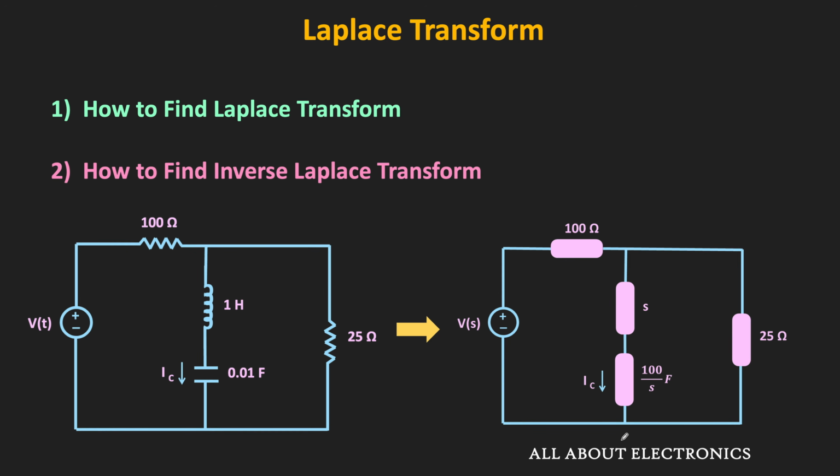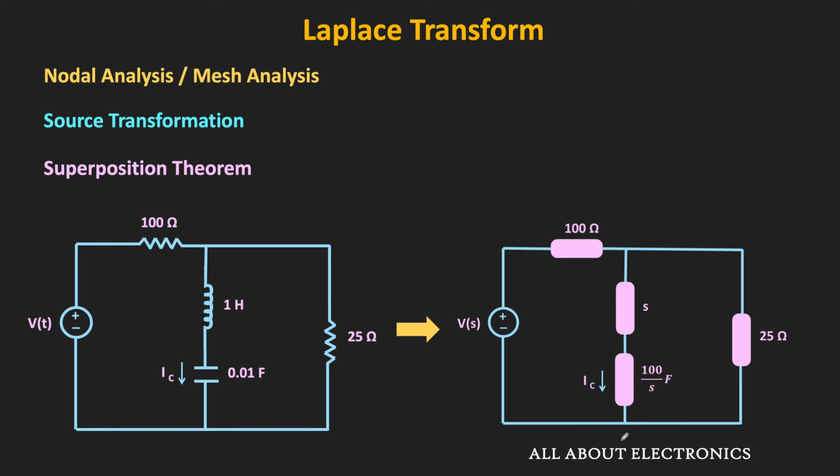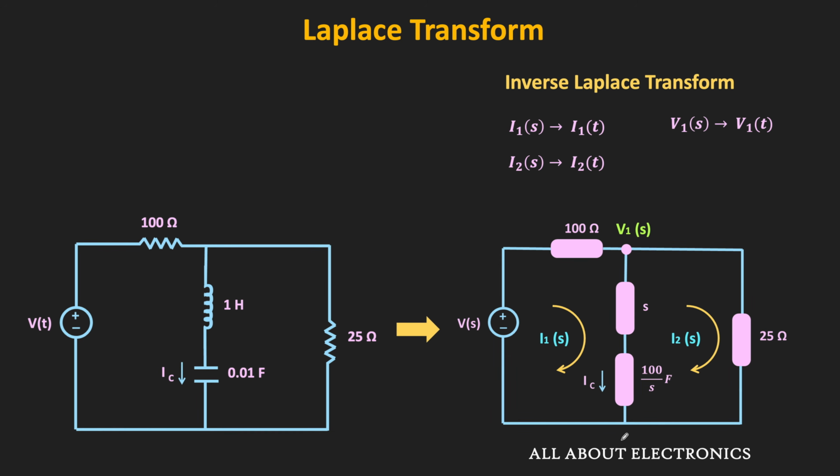And after that, using the different circuit analysis techniques like the nodal or the mesh analysis, we will find the voltages and the currents in the circuit in the S domain. While finding these voltages and the currents, we can even use other circuit analysis techniques like the source transformation and the superposition theorem. Once we get the equation of the current and voltage in the S domain, then using the inverse Laplace transform, we will find the equivalent time domain expressions for these currents and the voltages. So in this way, using the Laplace transform, we can do the circuit analysis, and by following these steps, we can find the voltage or current across any circuit element in the time domain.